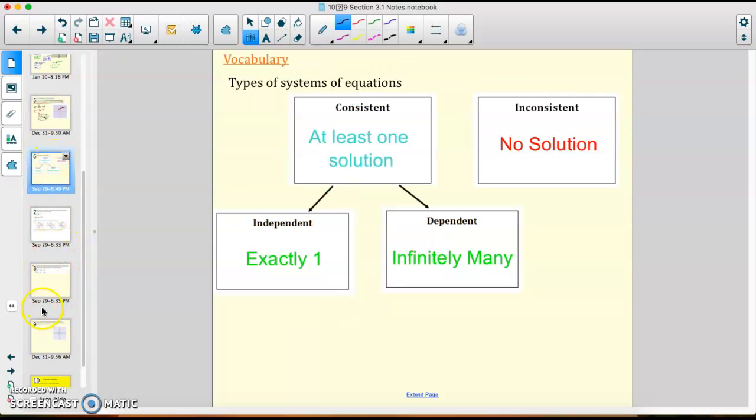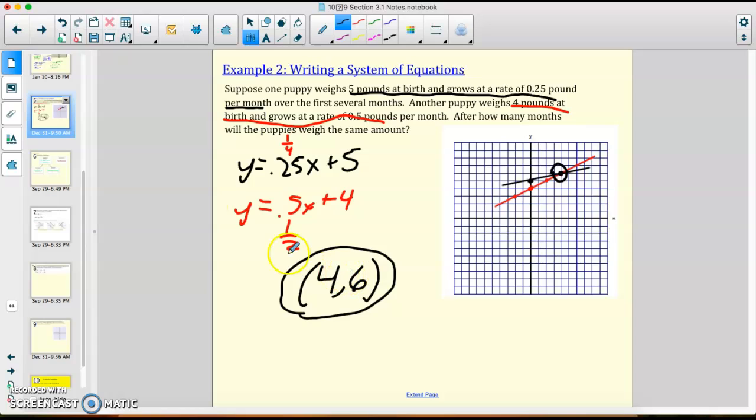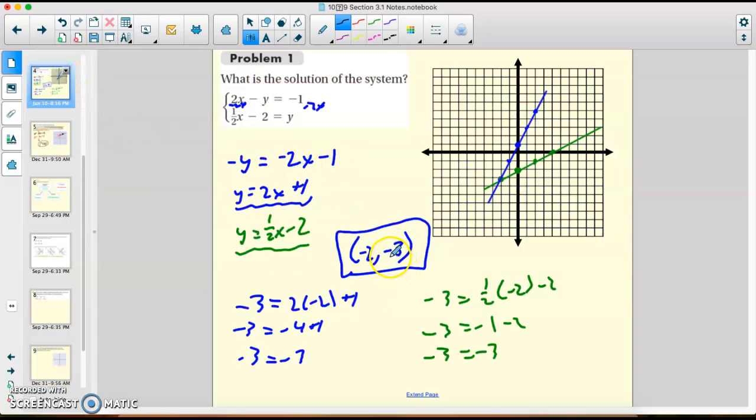All right, vocab here. Types of systems of equations. If it's consistent, that means you have at least one solution. That's good. Independent would be exactly one, and dependent would be infinitely many solutions. So it works no matter what. Independent, exactly one. These have been independent solutions because they intersect at one point.